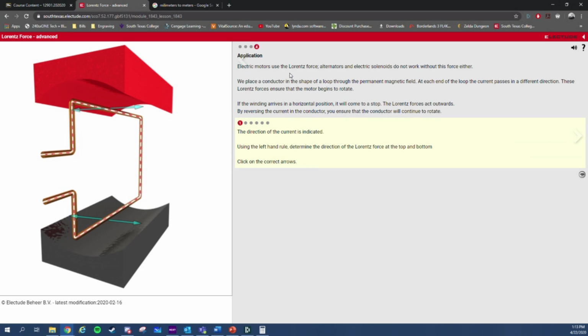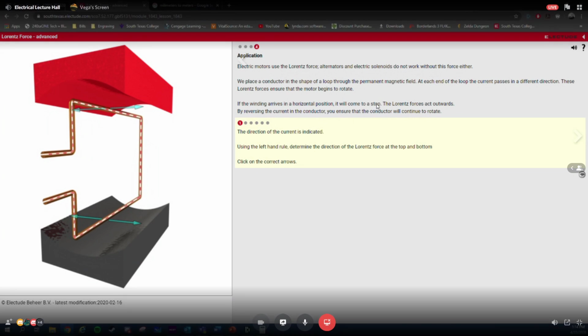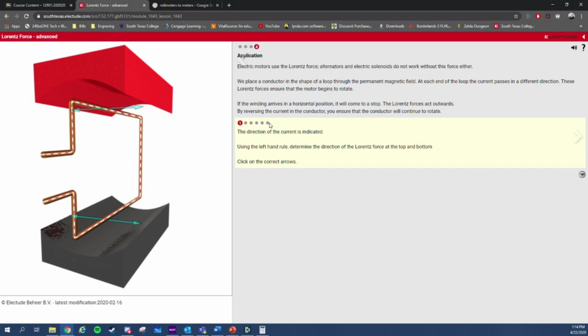So electric motors use the Lorentz force. Alternators and electric solenoids do not work without the force either. So we place a conductor in the shape of a loop in a permanent magnetic field, and this is going to apply to motors, starter motors, pretty much almost everything. At the end of the loop, the current passes in a different direction. These Lorentz forces ensure that the motor begins to rotate. If the winding arrives in the horizontal position, it will come to a stop, because the Lorentz force acts outwards. By reversing the current in the conductor, you ensure the conductor will continue to rotate.